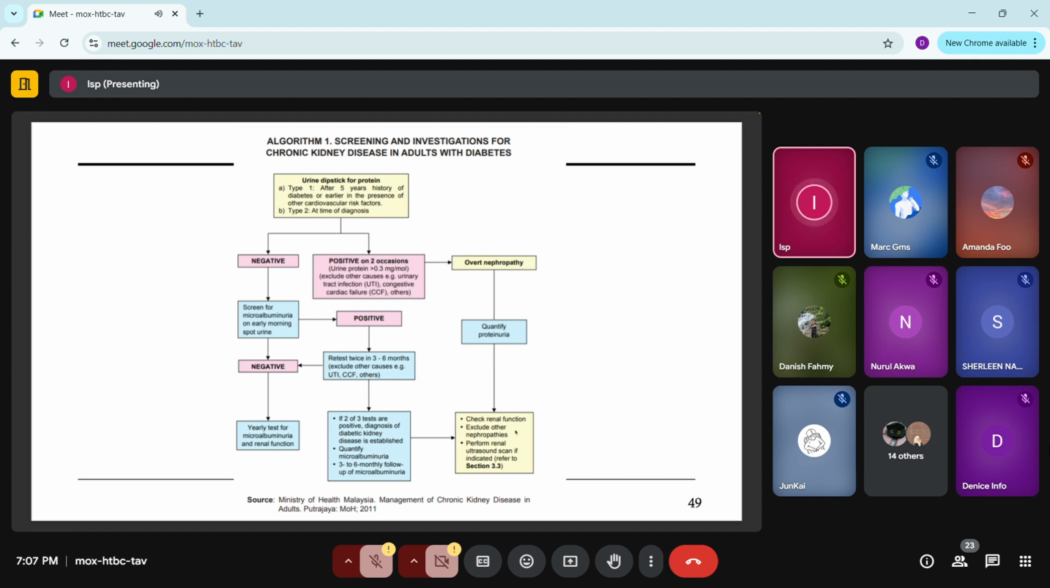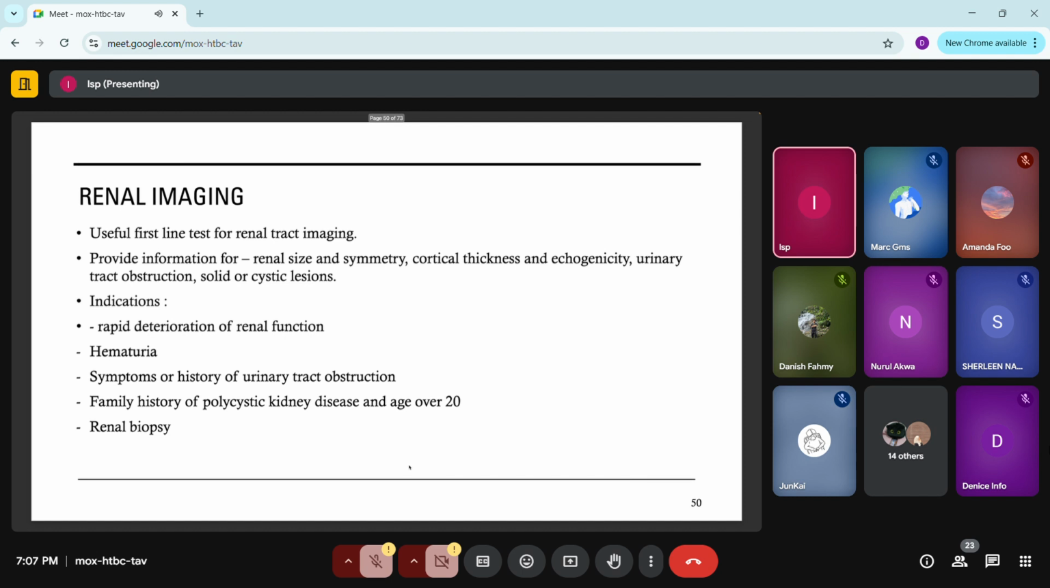If the test is positive, you need to check their renal function. You need to exclude other causes, and you want to do a renal ultrasound to rule out structural problem if indicated. And of course, at the same time, you want to optimize their glucose control and optimize their blood pressure. Renal imaging is the first line test to look for the structural problem.